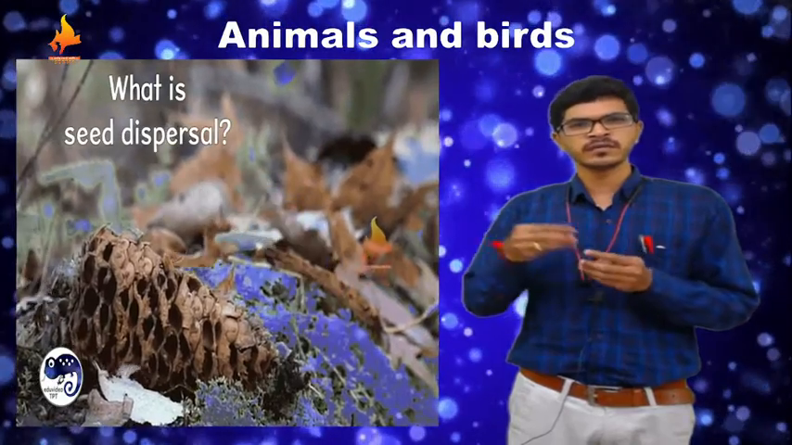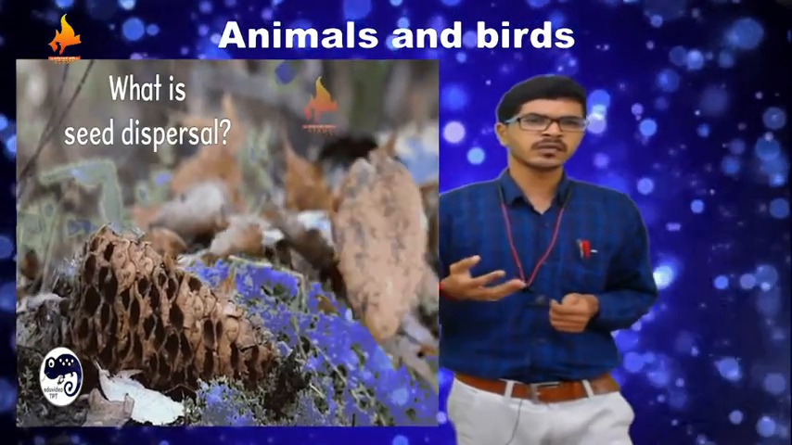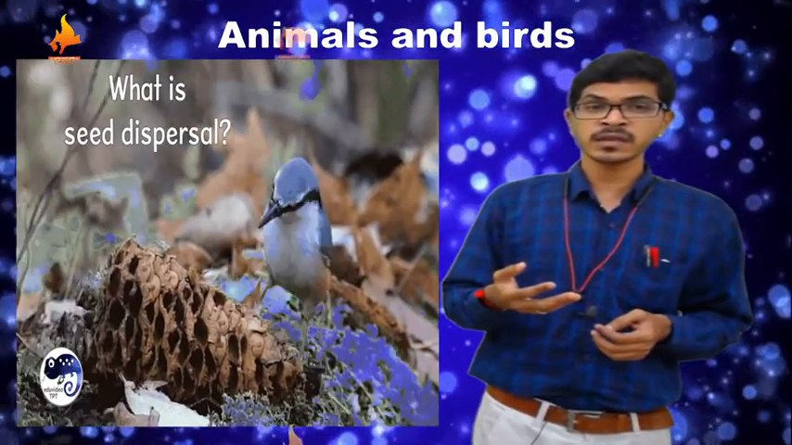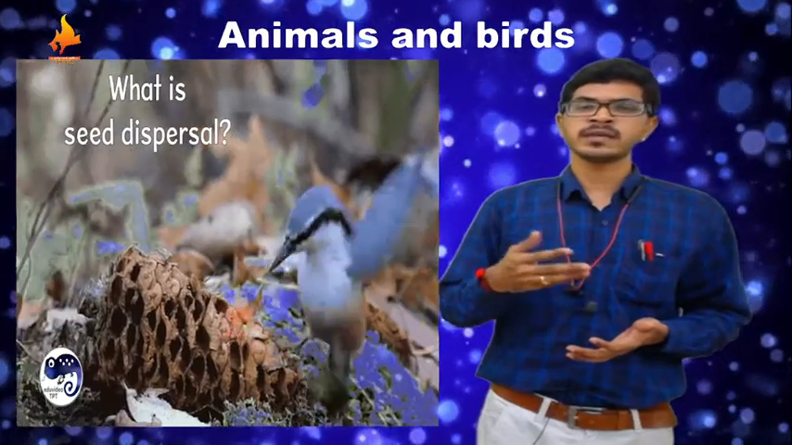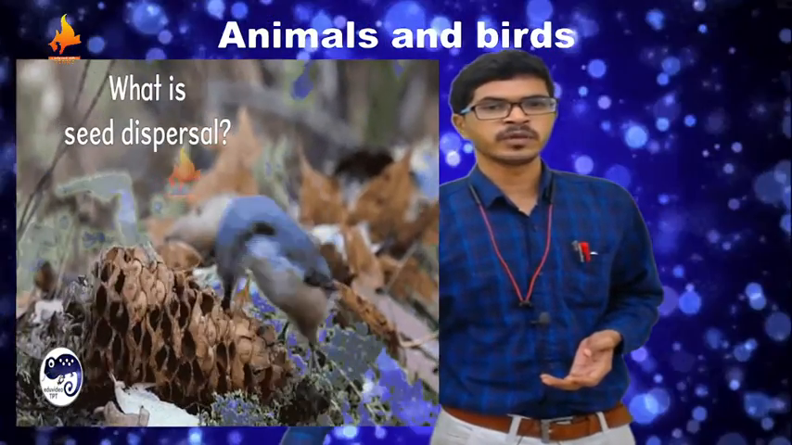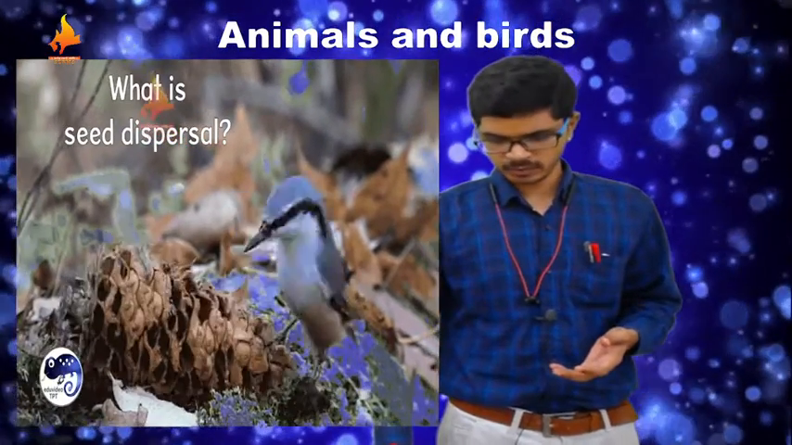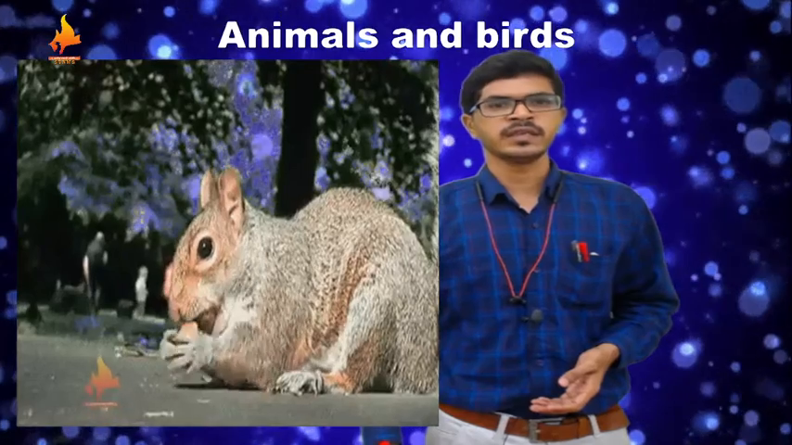So when these seeds are left in some other part, they can grow. Either accidentally they leave the seeds or wantedly they leave the seeds. At that time they can grow into plants. In this way also the plant population can be propagated, and this is also one of the ways of seed dispersal.